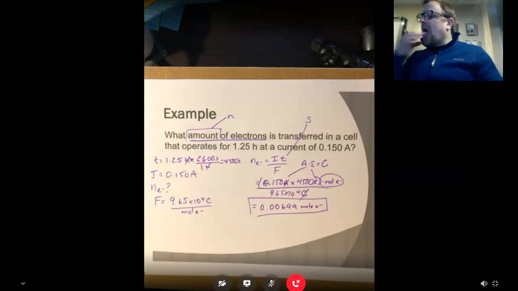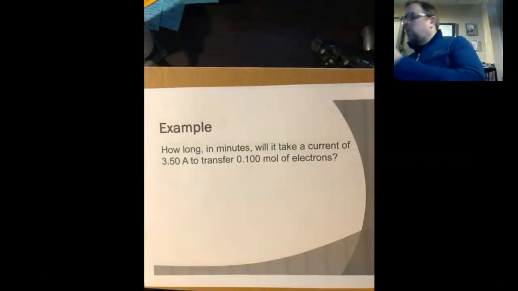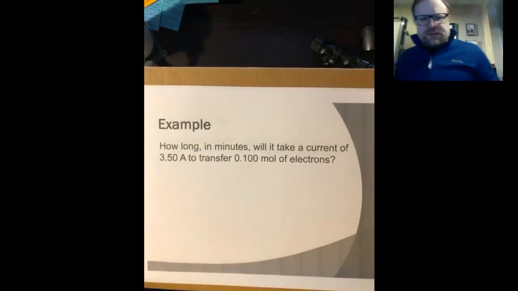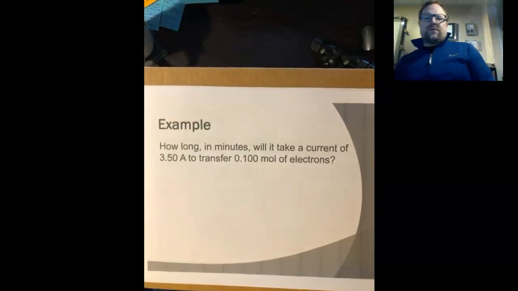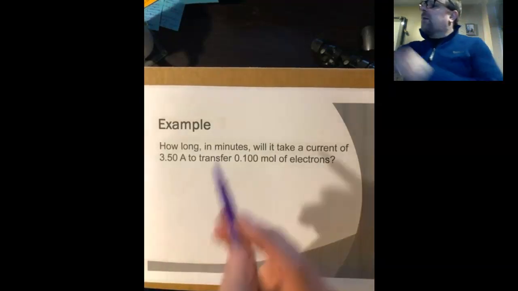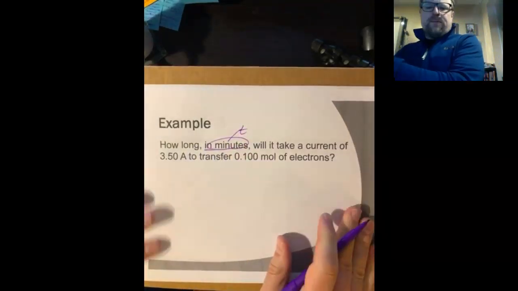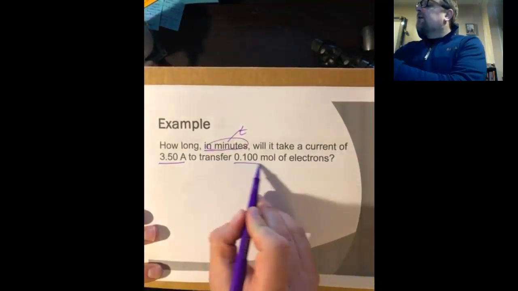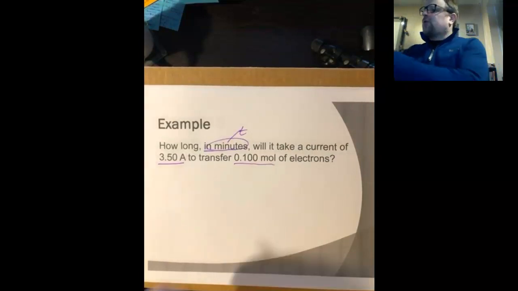Okay, so the next slide is our next example. So I'm just going to take this off, throw it on the floor, and move on to our second example. So this one is doing the same kind of idea, except that instead of looking for moles of electrons, we're actually looking for time. It says how long in minutes, so that tells us time, will it take a current of 3.5 amps to transfer 0.1 moles of electrons.